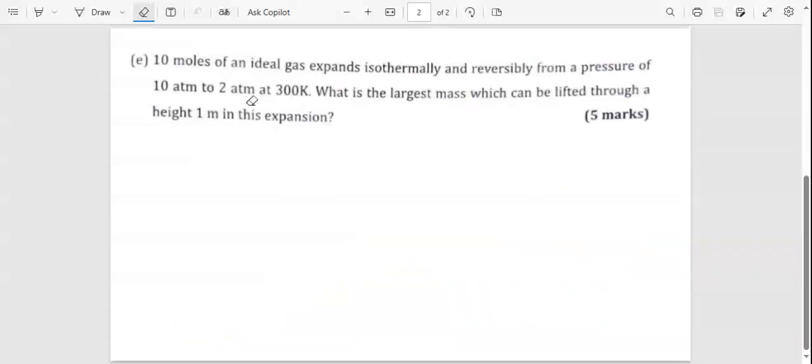Okay. So 10 moles of an ideal gas expands isothermally and irreversibly from a pressure of 10 atm to a pressure of 2 atm at 300 Kelvin. What is the largest mass which can be lifted through a height of 1 meter in this expansion?